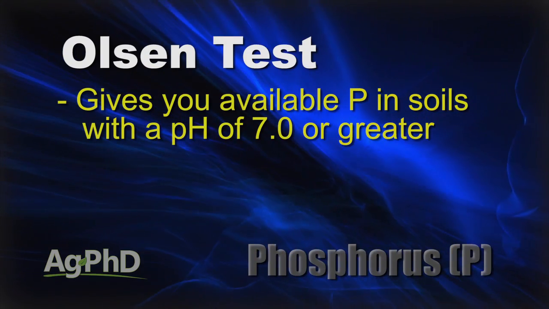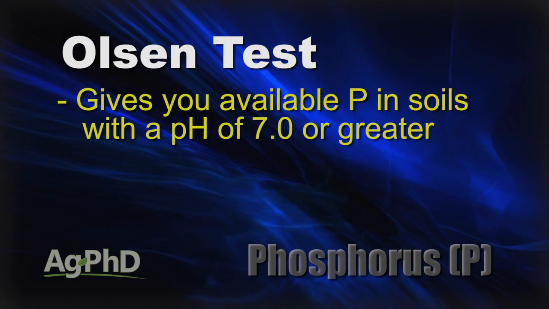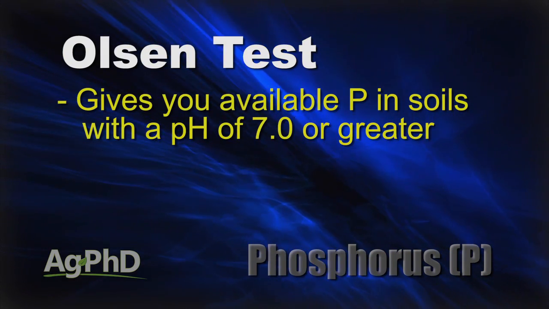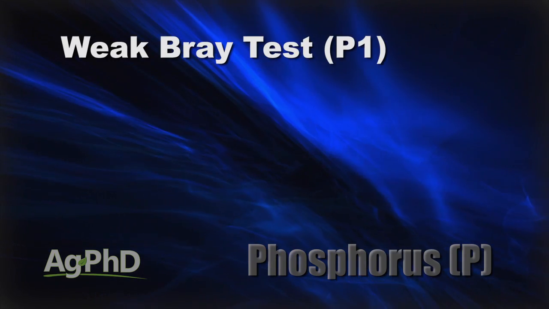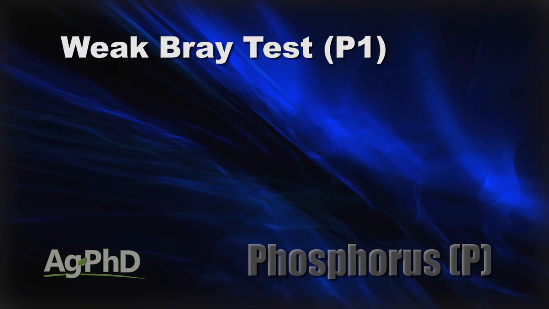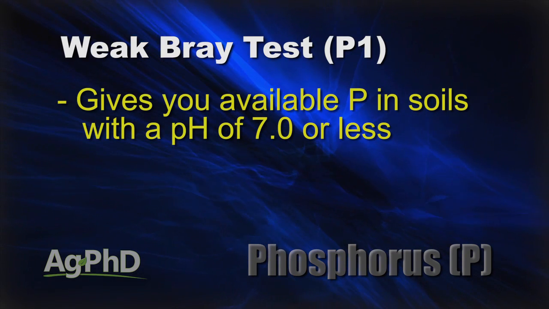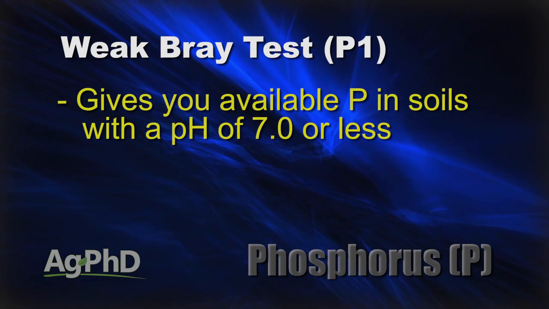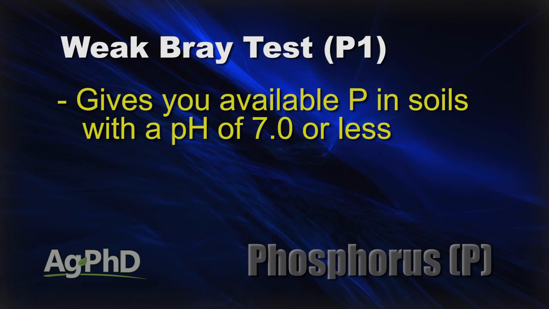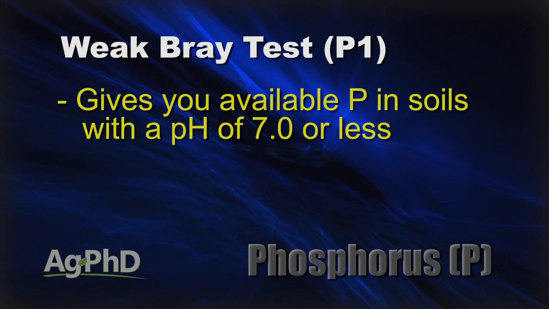Okay, the Olsen test tells you available phosphorus. In a higher soil pH, we believe that's the most accurate test. Same thing with the P1 or weak Bray test in lower soil pHs. So if it's less than 7, that's where we want the Bray test. And that P1 test, that's important. That basically is going to be the same type of thing as the Olsen test. It's what's available right now for phosphorus in my field.